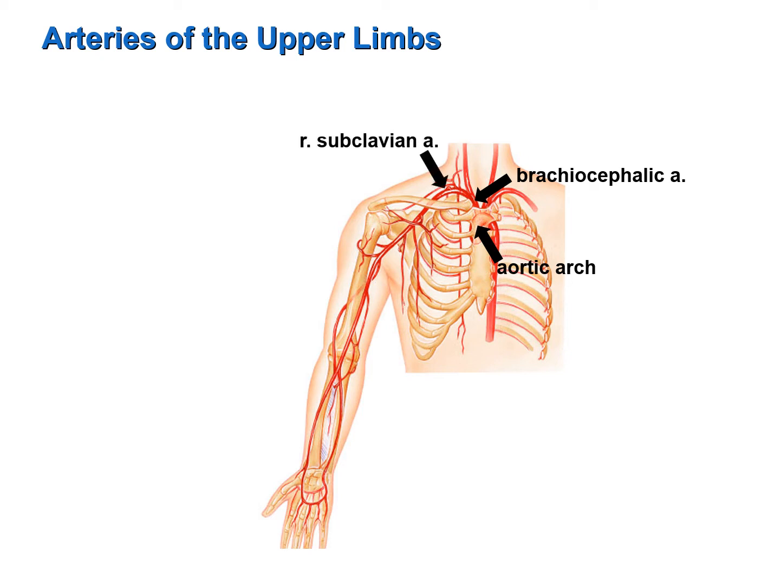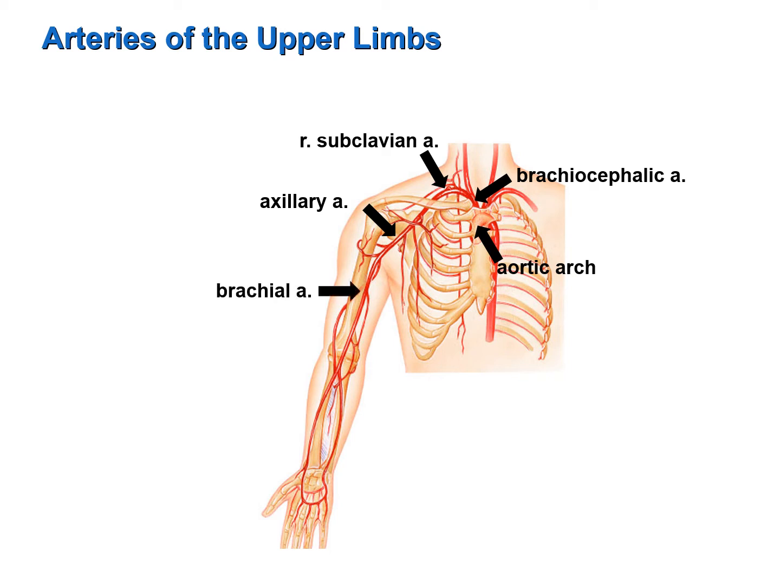And so right after that branch, it becomes the right subclavian artery. Subclavian. Sub means below. Clavian refers to the clavicle. Notice that that artery dives below the clavicle, and that's where it gets its name. And right after it passes underneath the clavicle, there's a branch, and it changes its name to the axillary artery, named for the axillary region, the armpit. Then there's another branch, and it changes its name to the brachial artery.